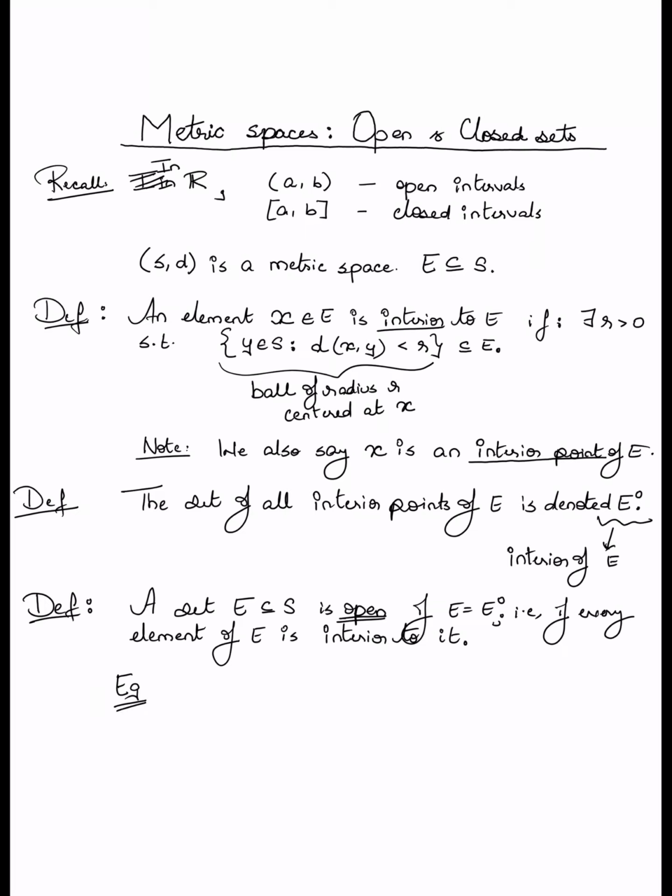Okay, so let's start off with examples in R. An interval of this form, or more generally of (a, b), is open. Again, you have to convince yourself that whenever you have an interval of this kind, every element of that interval in fact has some ball around it which is contained completely within the interval. This is why a set of this form is in fact open by our definition.